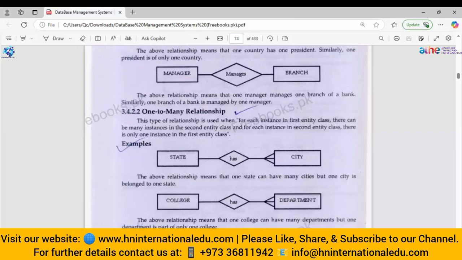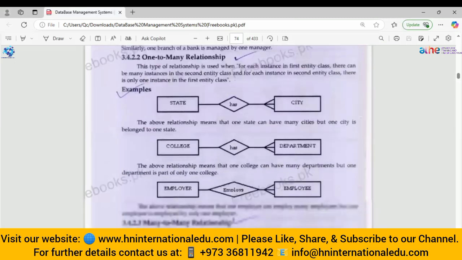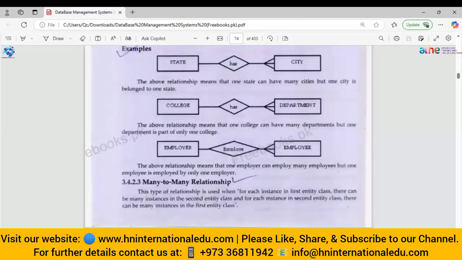Now, if we take another example, like an employer can have many employees, okay? But currently, one employee can work in a specific organization at a specific time. So that is a one to many relationship.